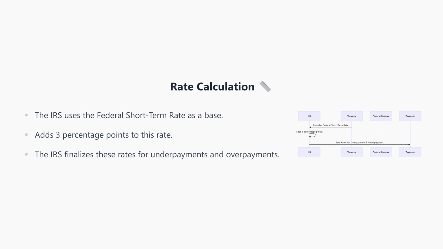The IRS calculates these interest rates by using the federal short-term rate and adding 3 percentage points. This process utilizes the federal short-term rate from the preceding October to determine the rates for the upcoming quarter.